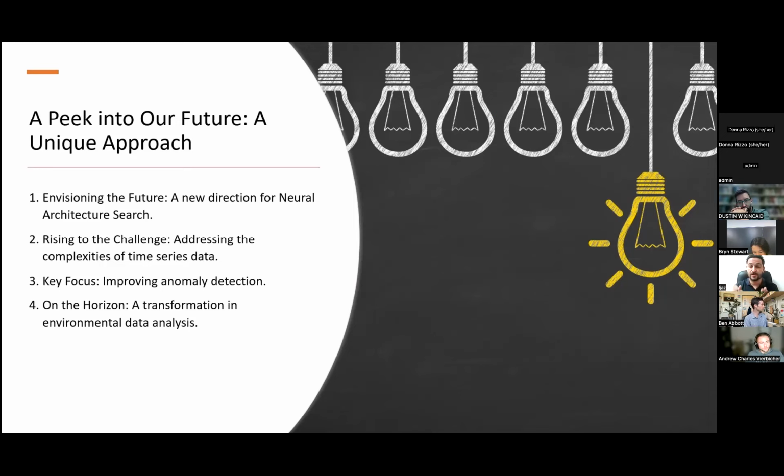So what does all this mean? We are embarking on a promising journey that could change how we interpret our data and make more accurate predictions. In summary, we are looking towards an exciting transformation in how we understand and analyze data in environmental sciences. It's a thrilling future, and it's just the beginning. Thank you.